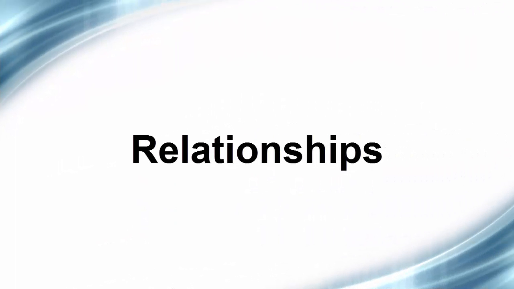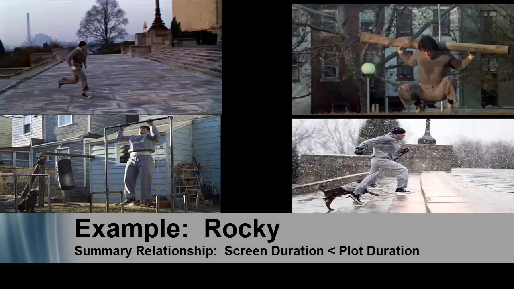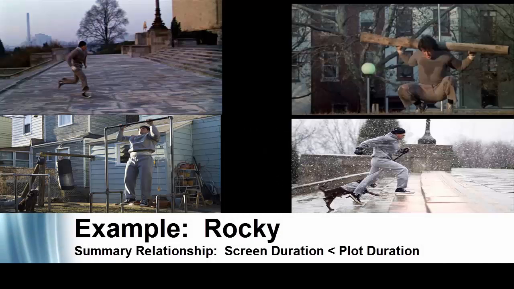Relationships. There are three major time relationships when it comes to film that we need to be aware of. The first one is the most popular, and that's called summary relationship. That is when the screen duration is less than or shorter than the plot duration.